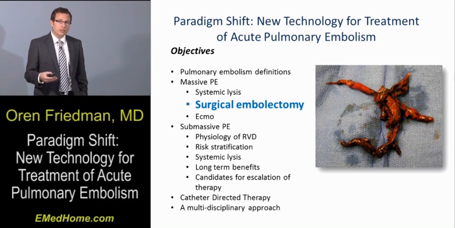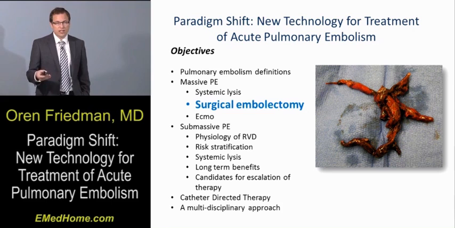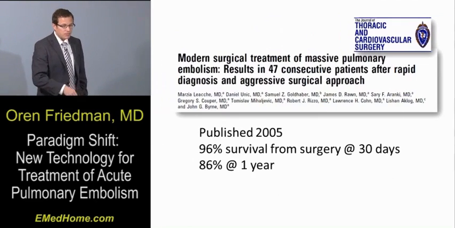Surgical embolectomy has also historically been used for the situation in which you have a clot in transit. So on your echocardiogram, you see a clot in the right atrium or the right ventricle, and these people have a very, very, very rocky course, and the indication for surgical embolectomy is certainly there.